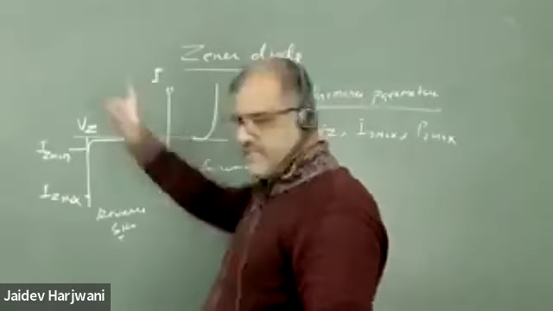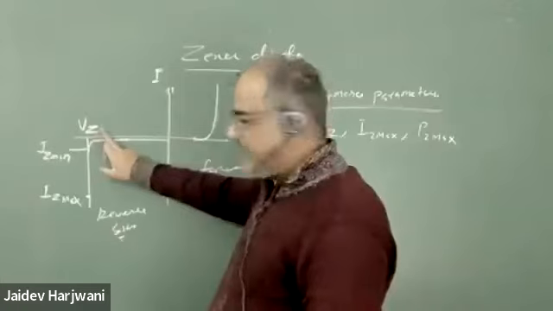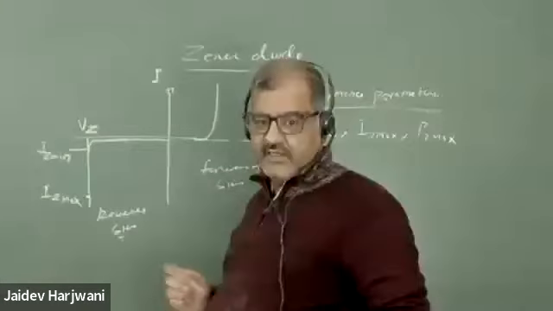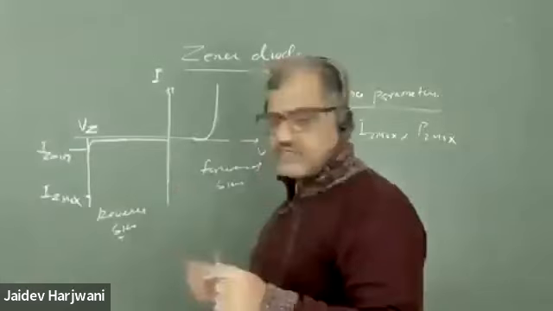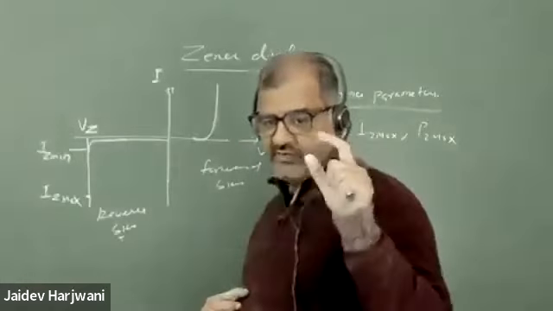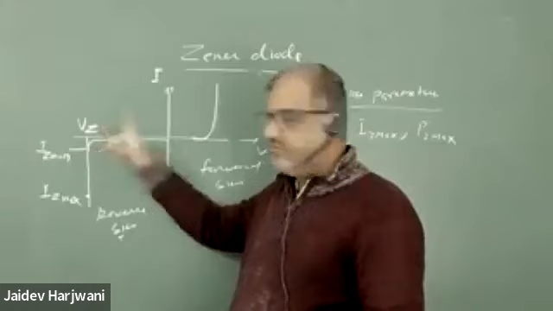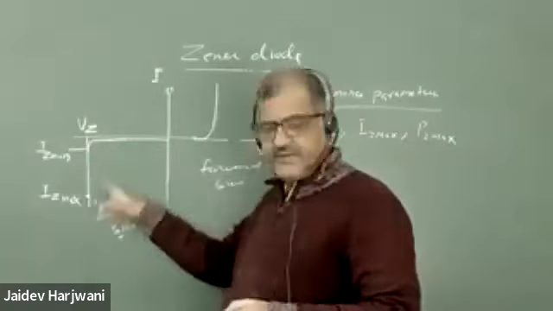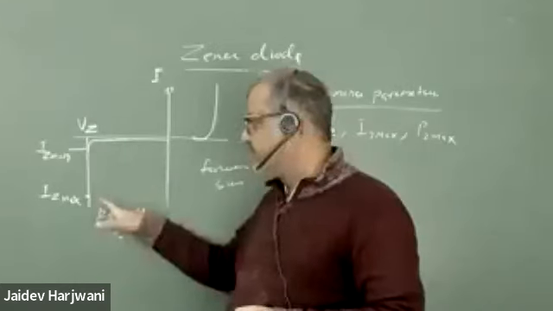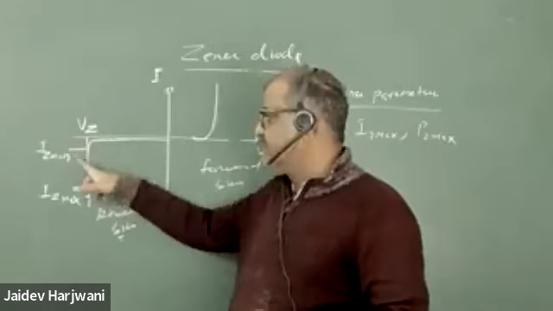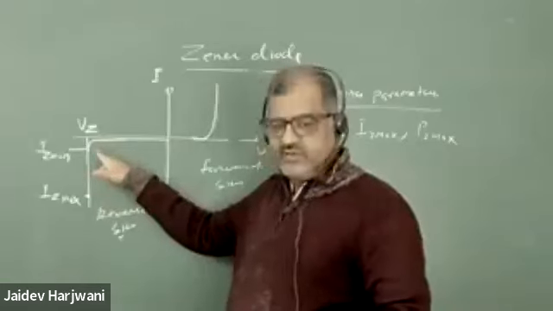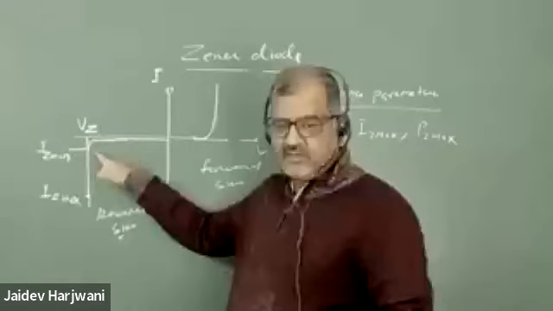Whenever a Zener diode is working in reverse bias, its voltage gets fixed. After that fixed voltage is applied, the voltage across the diode becomes constant, but the current can vary. Current can go from IZ minimum to IZ max. A Zener diode requires a minimum current to operate.